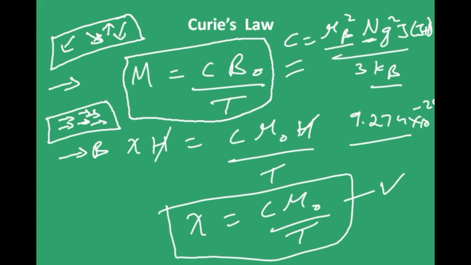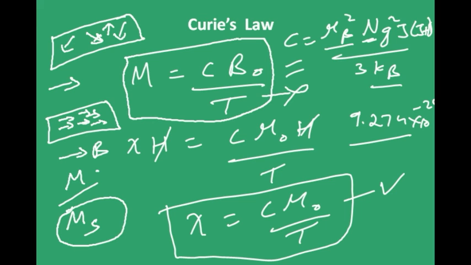What else can happen? After that point, you can't expect any rise in magnetization. It's called the saturation value. Beyond that, you just take that Curie's law is invalid beyond Ms. Okay.